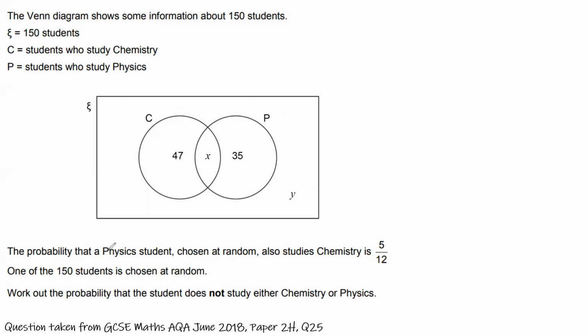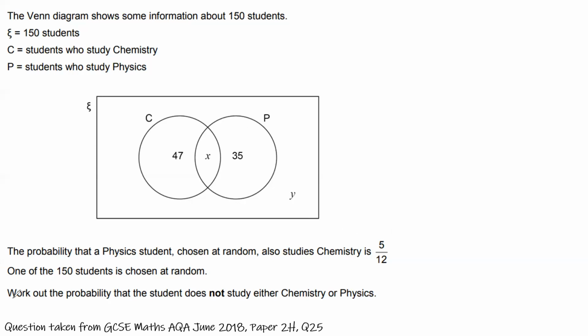And we've been told that the probability that a physics student chosen at random, so one of these students here, also studies chemistry, i.e. this little portion here, is 5/12. So that's the information we've been given. That should allow us to work out X and Y.